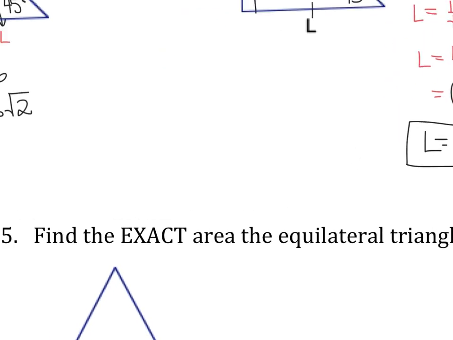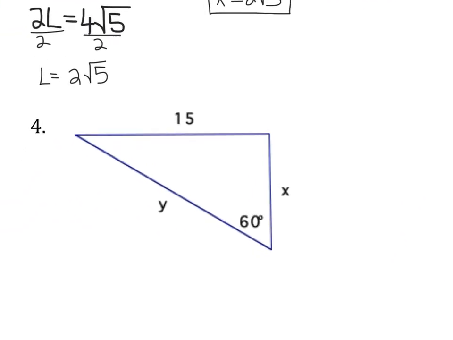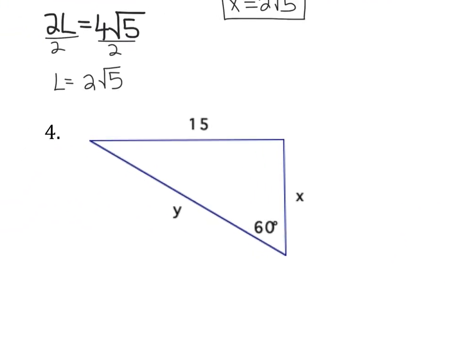All right, so let's take a look at number 4 here. As you can see, there is a 60-degree angle, which means by default, this one has to be the 30. Okay, so let's list our sides. The side across from the 30-degree angle, which in our case is X, it's going to equal L.